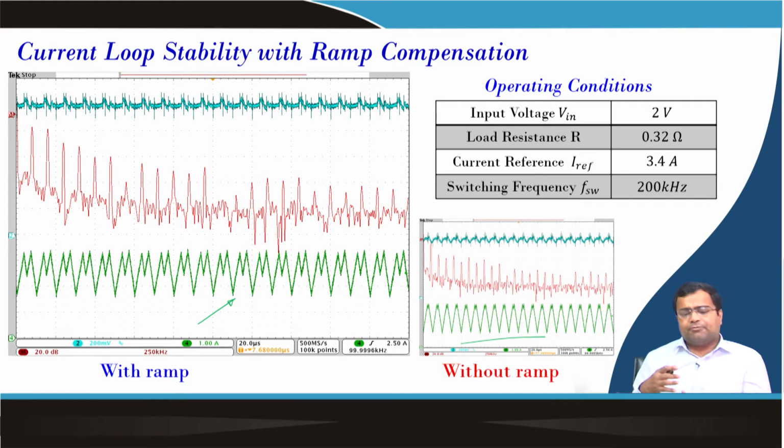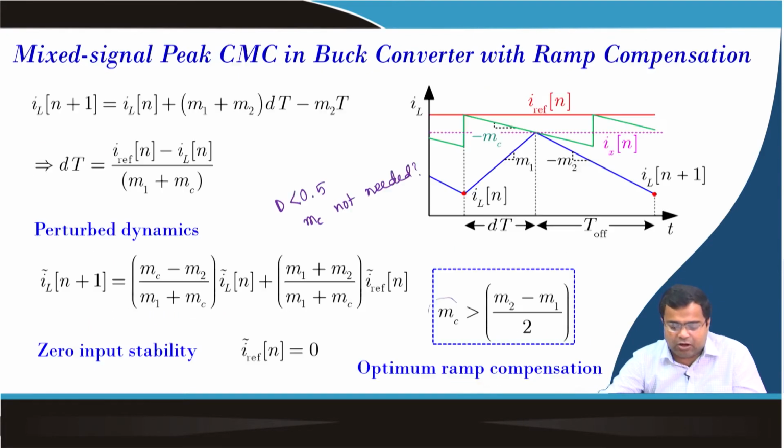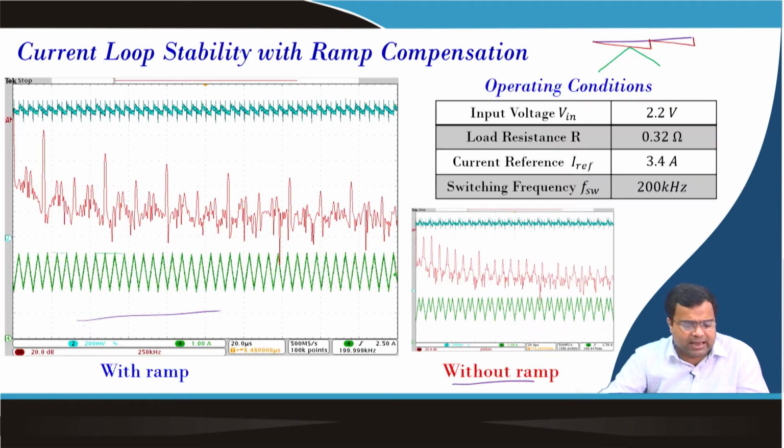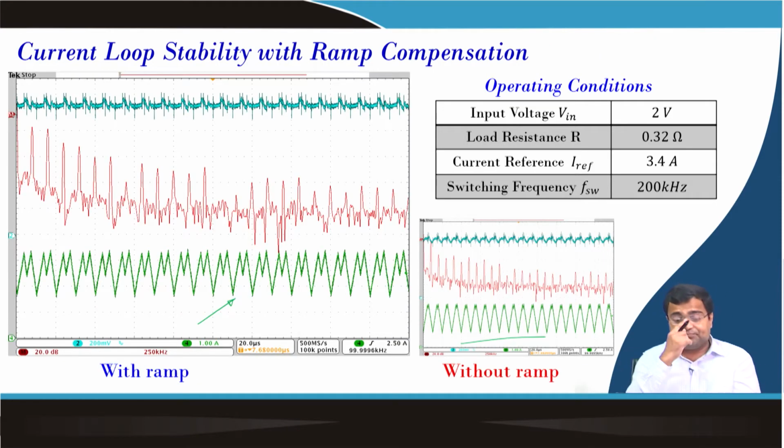That means, for stabilizing the current loop when the duty ratio varies widely, for large duty ratio operation, your ramp slope has to be increased, and this can be computed from this slope. But if we use a large ramp throughout, then what will happen?